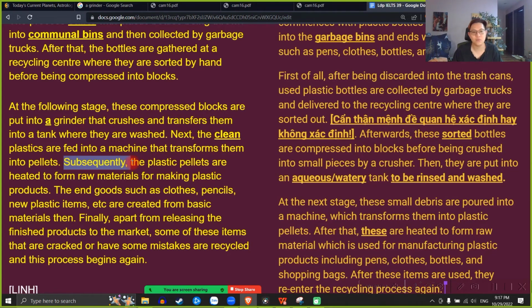Subsequently, hậu quả là sau đó là thì sao? Cái chỗ này á, pellets, còn cái chỗ này là plastic pellets thì có thể châm trước được nha, tại vì cái chỗ này nó hơi khác nhau chút xíu, châm trước được. So here pellets and this is plastic pellets. Okay, I'll let it slip.